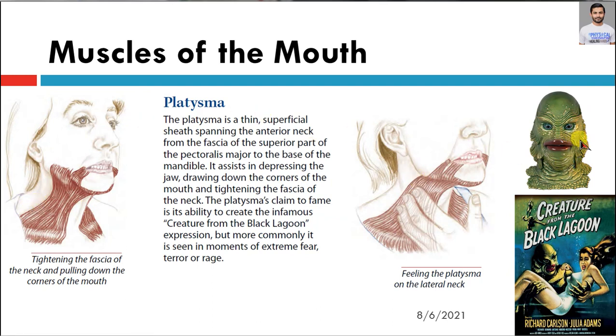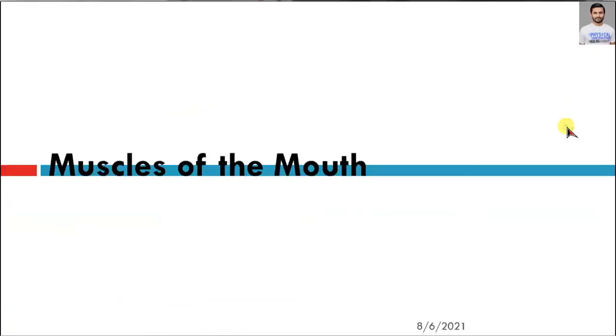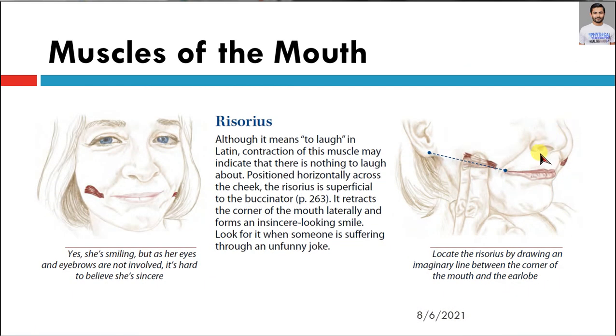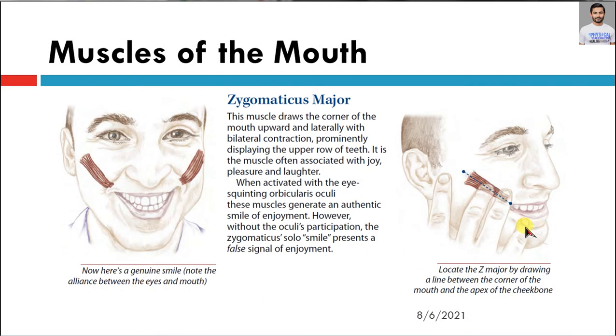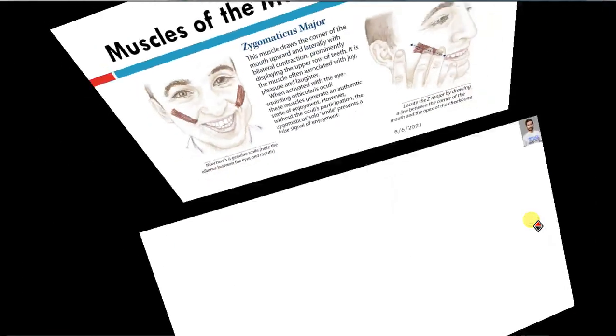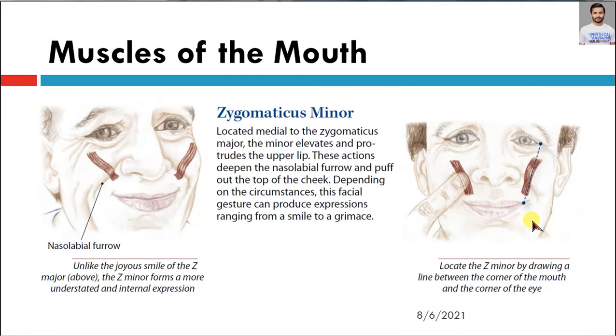Here is a very famous character from the movie The Creature from the Black Lagoon, and it has this platysma all over his body, and hence it was possible for him to move the skin. This small muscle, the risorius muscle, helps you smile, and it pulls the corner of the lips. Zygomaticus major is also a smiling muscle, so it can help you smile. Zygomaticus minor also makes you look a bit joyous, but not as much as zygomaticus major.